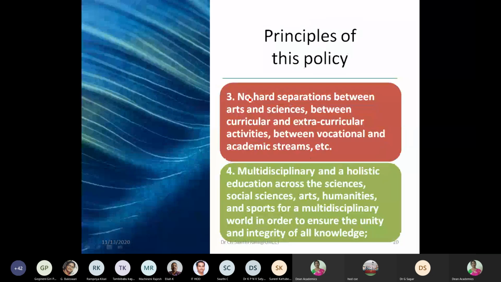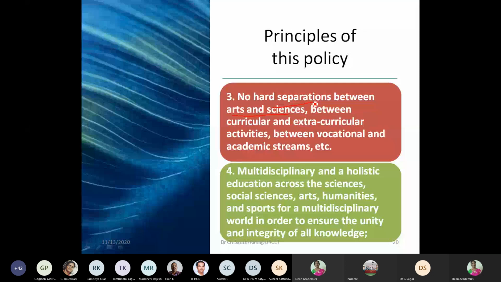Then, no hard separations between arts and science. Now we know we have degree colleges and engineering colleges, and we have science degrees and arts degrees. Now in future, according to this NEP, the basic principle is no hard separations between arts and sciences, between curricular and extracurricular, between vocational and academic streams. So all are the same, no hard separation between all these streams.